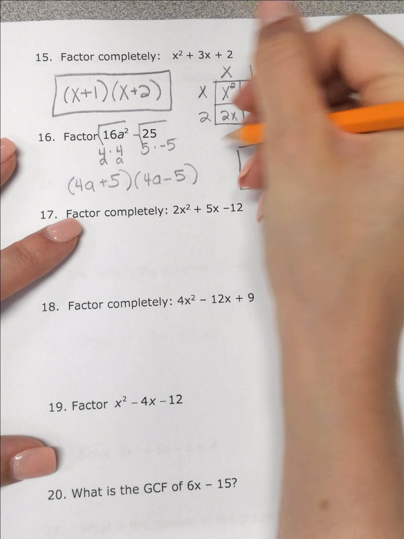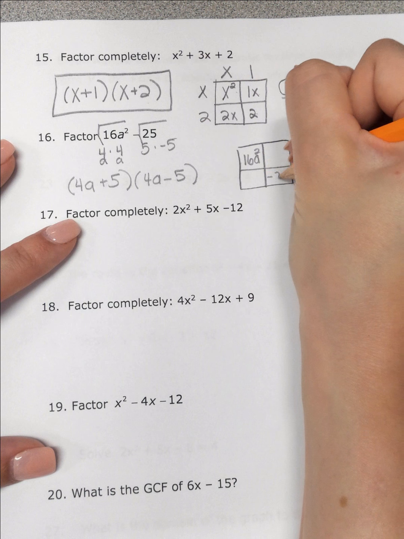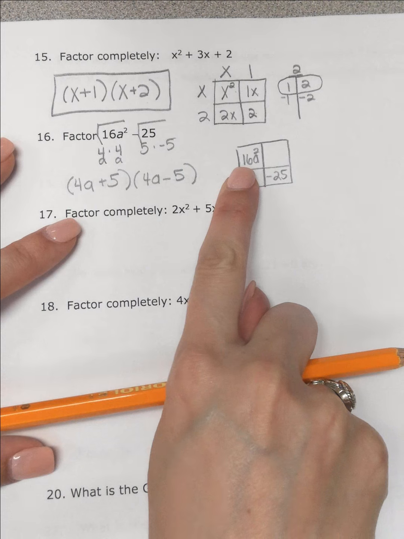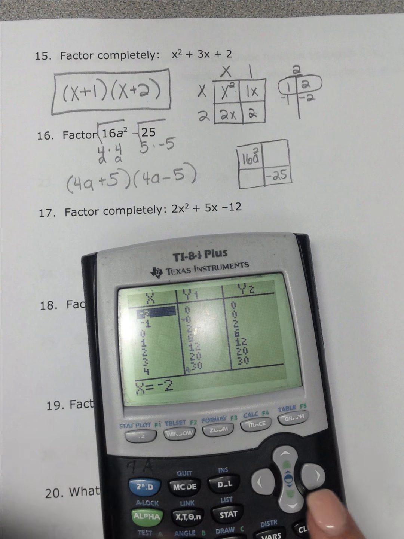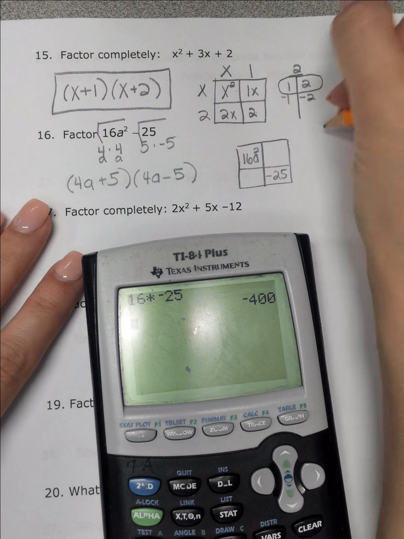Now, if you don't remember the shortcut, we could put it in the box. In the first box is a 16a squared. In the last box is a negative 25. Okay, we have to find the factors of 16 times negative 25, your a times your c. So let's see what that is. 16 times a negative 25 is a negative 400.